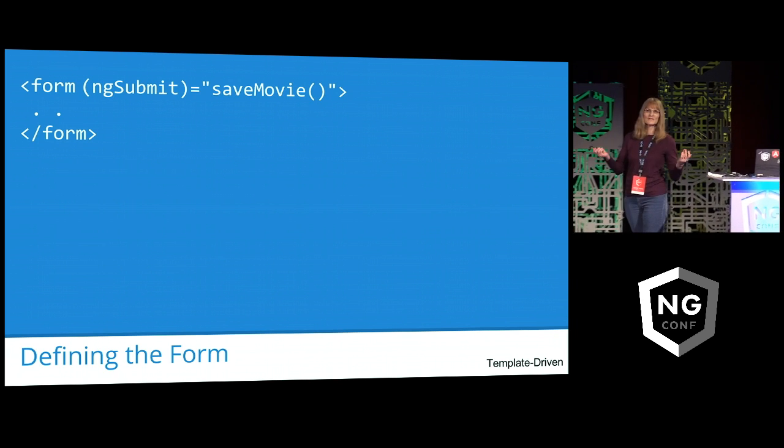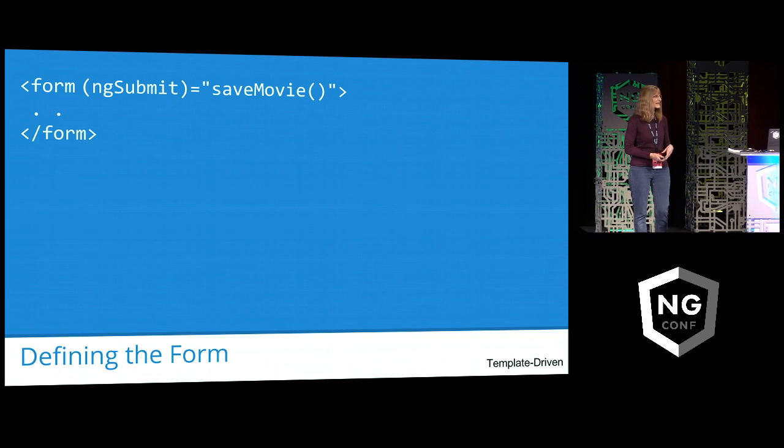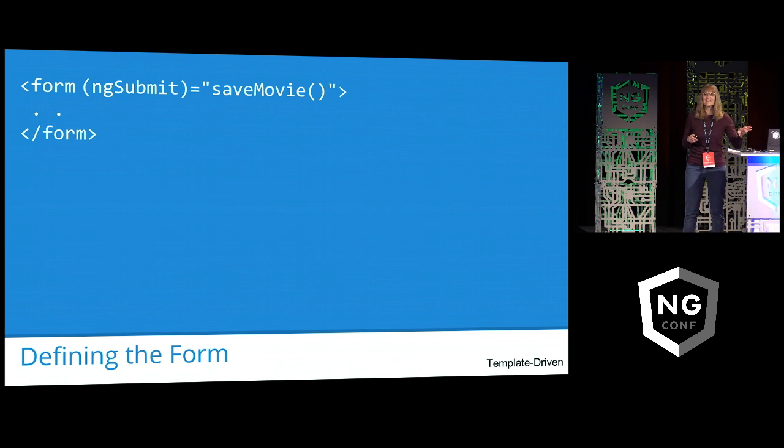So here's our form. It's our standard HTML form tag. We've got a submit event binding going on there. But what you don't see is that behind the scenes, we are actually getting some additional functionality here. Angular has an ng-form directive that it's automatically assigning to our form. With that directive, it can track all sorts of data.